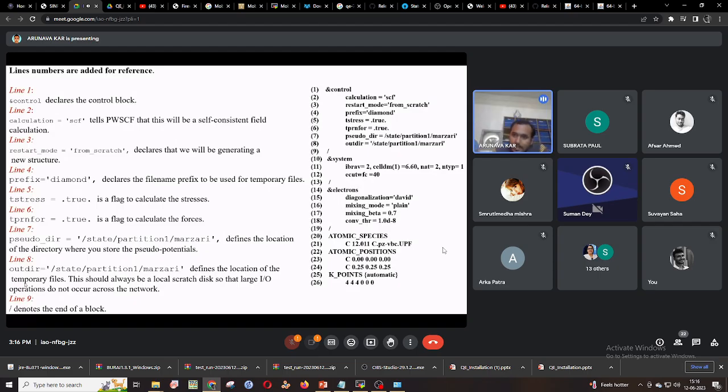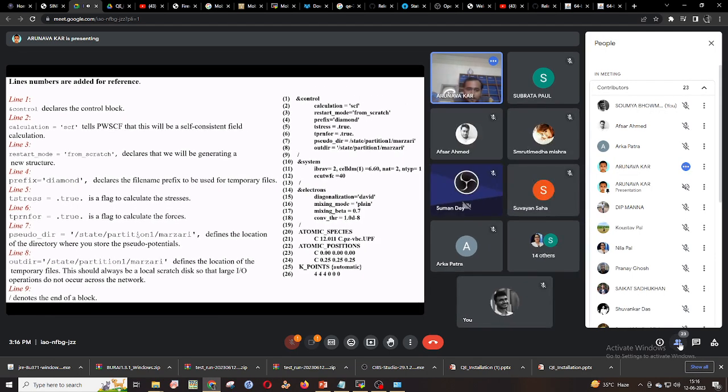Now, in line 7, this is the pseudo directory. This is a very important thing, where your pseudopotential is placed. If you don't give the input file the proper pseudo directory, then the system will not run, because it will not find the location where your pseudopotential is stored. In the next sessions, we'll see how important the pseudopotential is for the calculations.